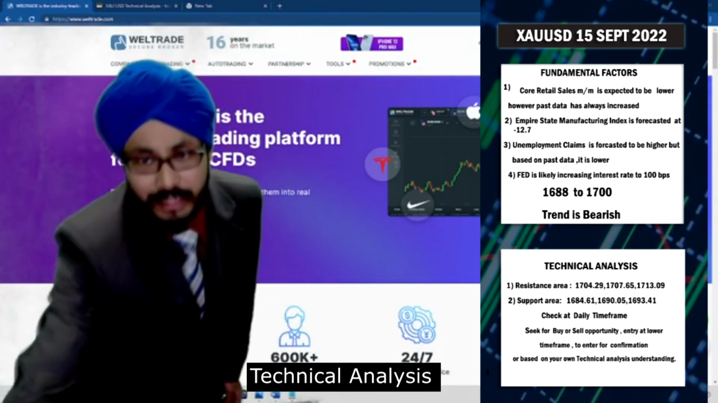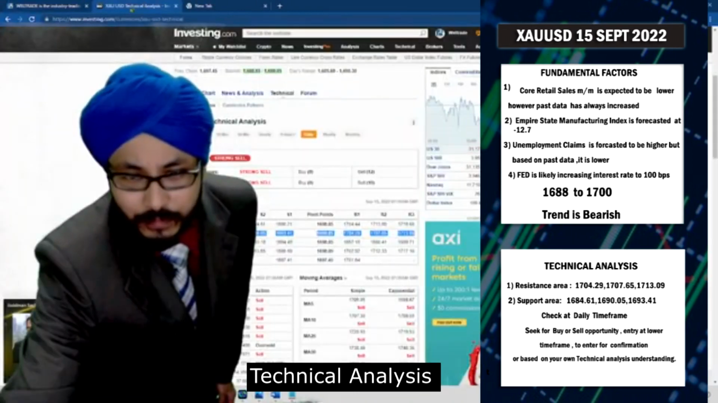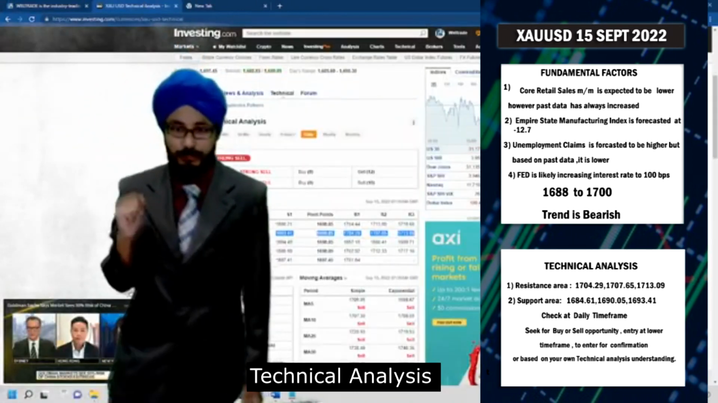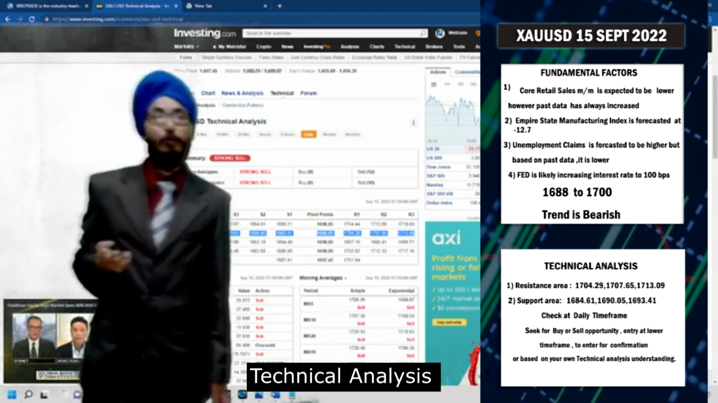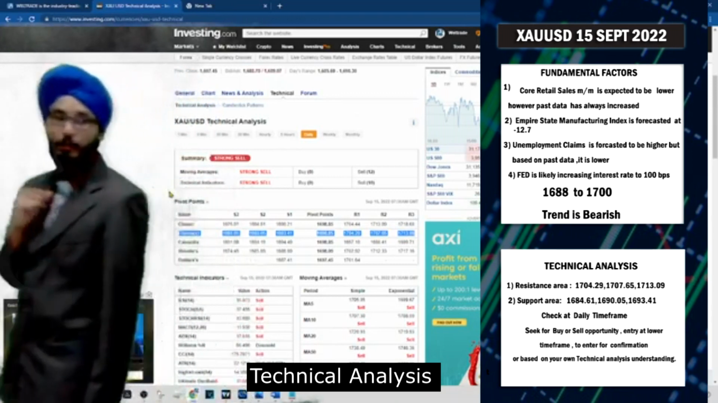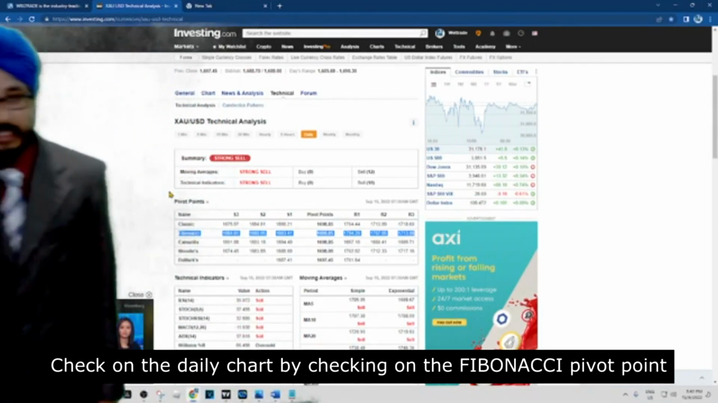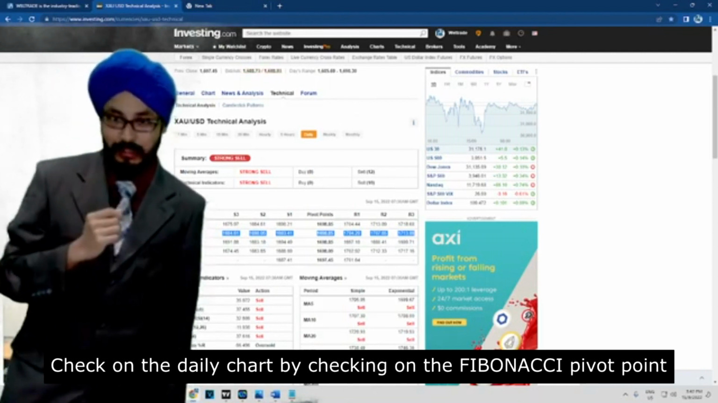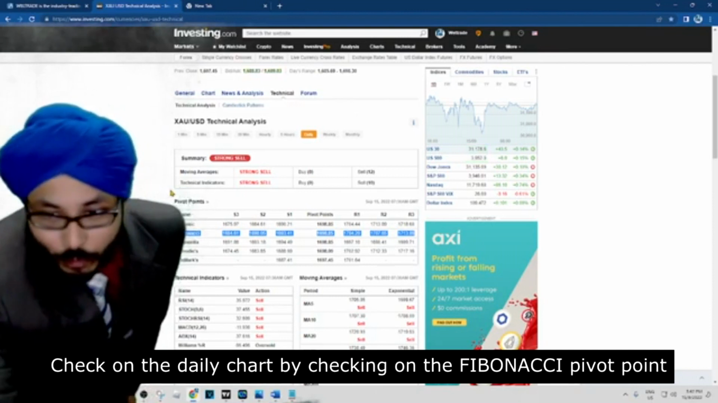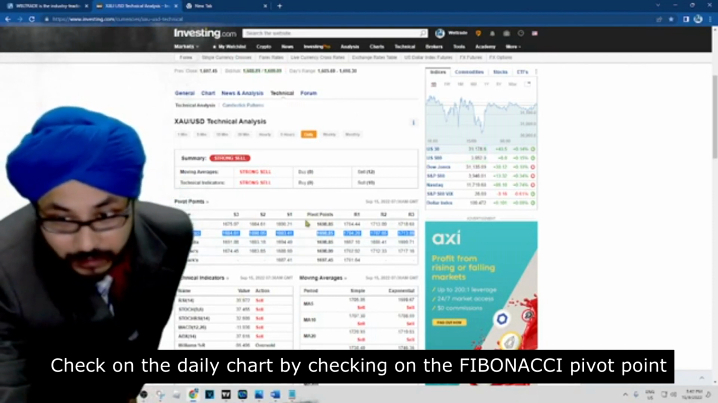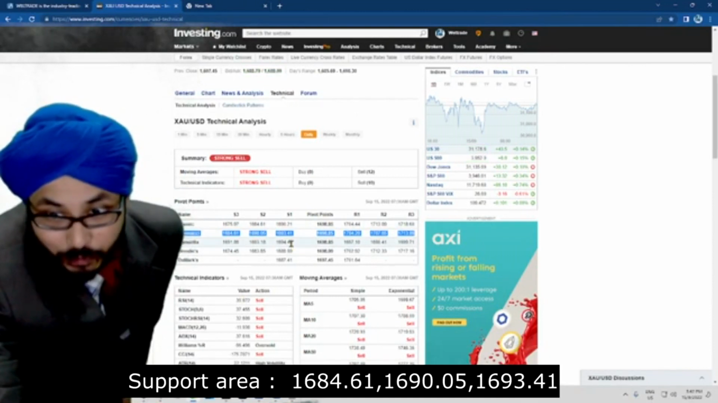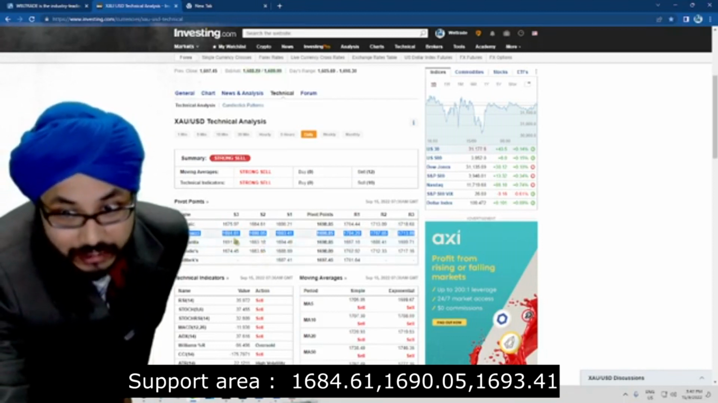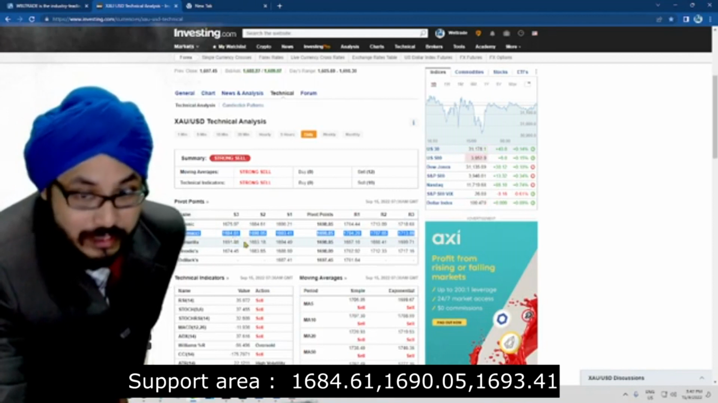Moving forward with our technical analysis, which I will show you, we have 3 support points as well as 3 resistance points that we can look into. As you could see, this is using the Fibonacci pivot points. At the daily, we have 3 support points. The first support point is 1693.41, the second support point is 1690.05, and the third support point is 1684.61.